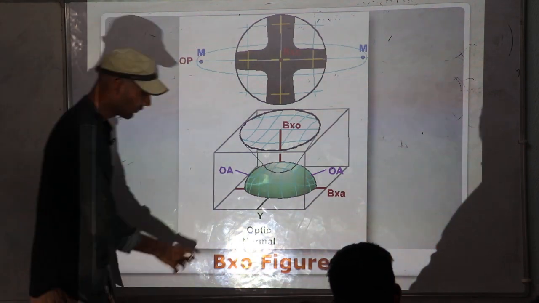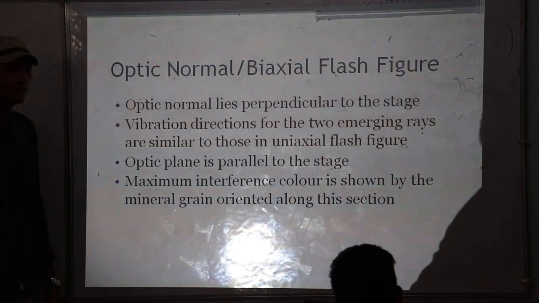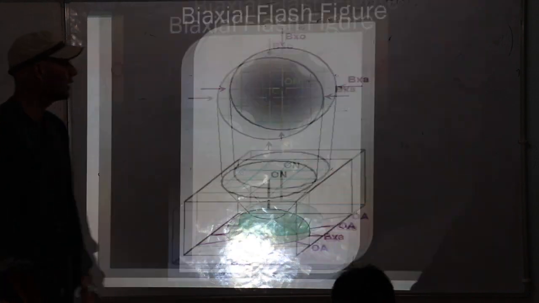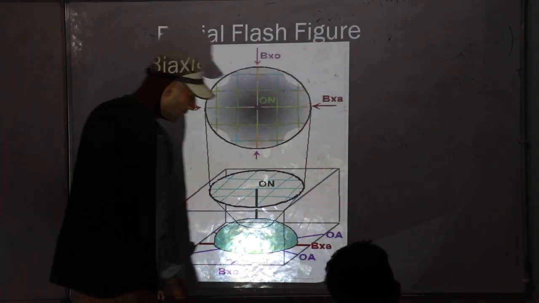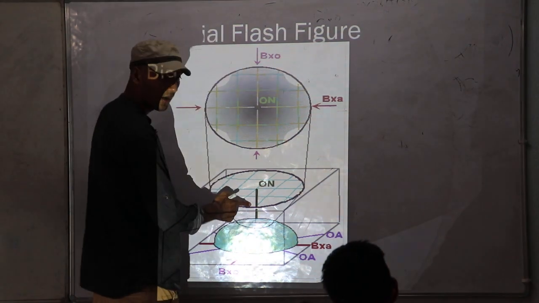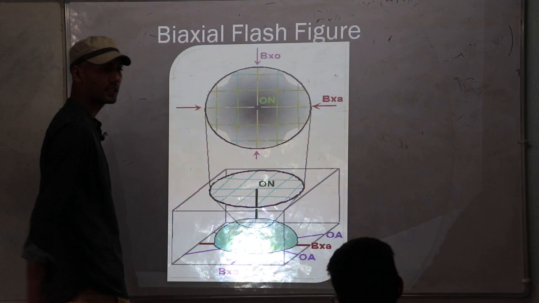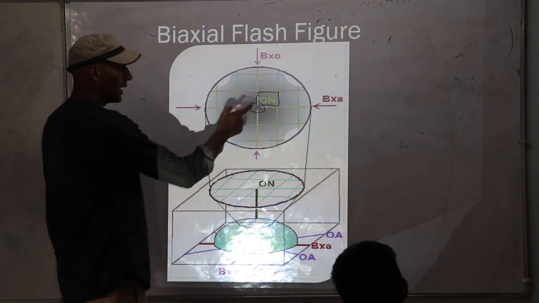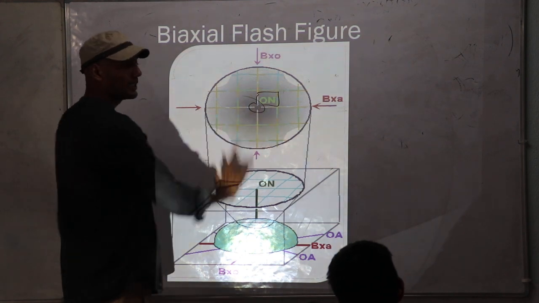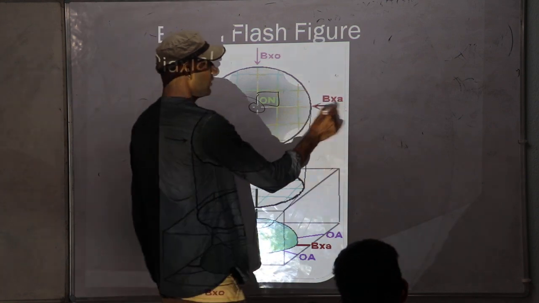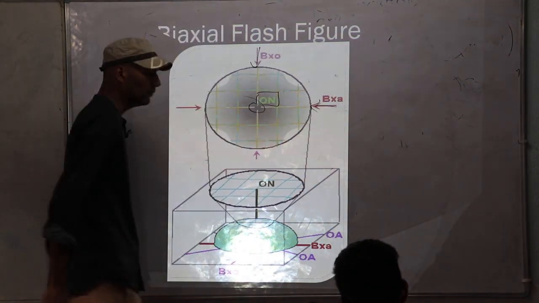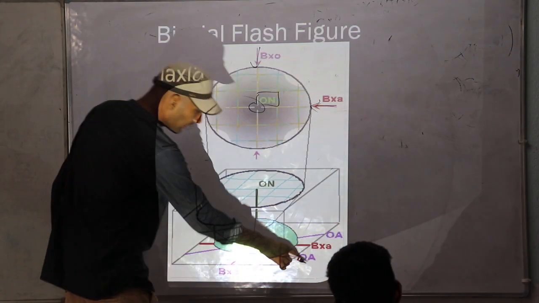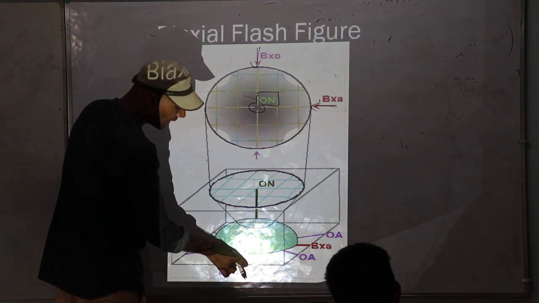Next is optic normal or flash figure. I am skipping this because these are not of much use. Just see the orientation. You can see the Y-axis or the optic normal, which is perpendicular to the stage, is at the center of the crosshair. This is your acute bisectrix, this is obtuse bisectrix. These are the two optic axes, so it is perpendicular to the optic plane.